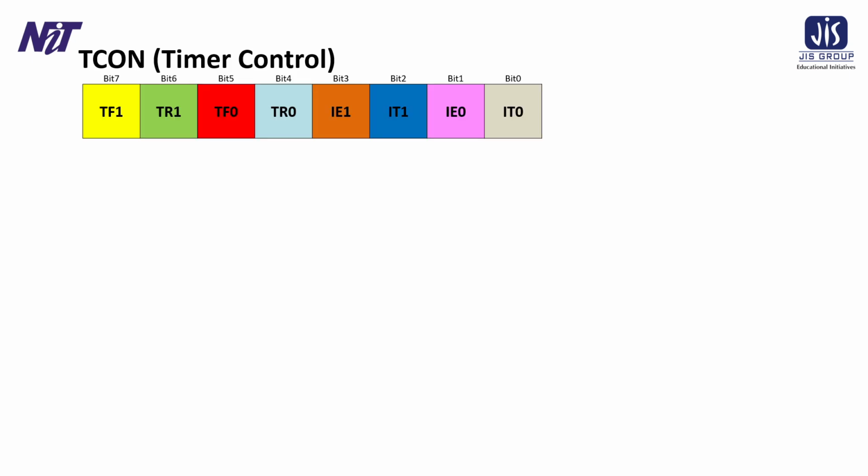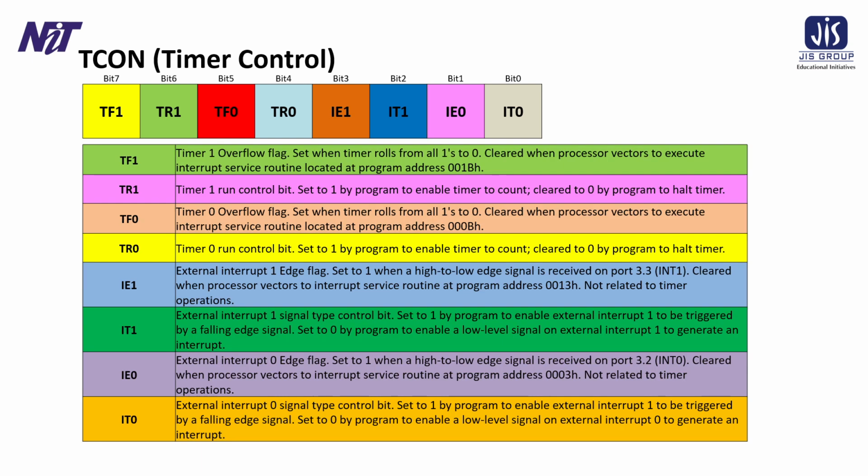TCON, the timer control register for the mode of operation. It also contains 8 bits. I'll explain each and every bit one by one. TF1, timer 1 overflow flag. Set when the timer rolls from 1 to 0 and cleared when the processor vectors to execute the interrupt service routine located at 001BH.